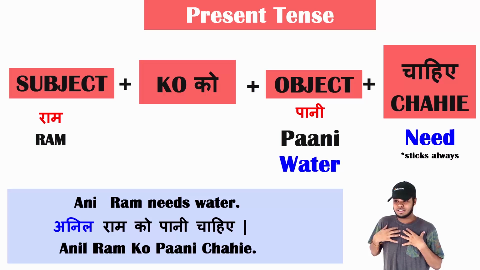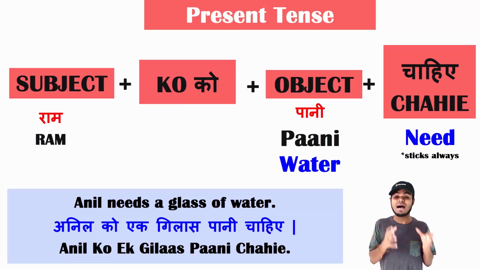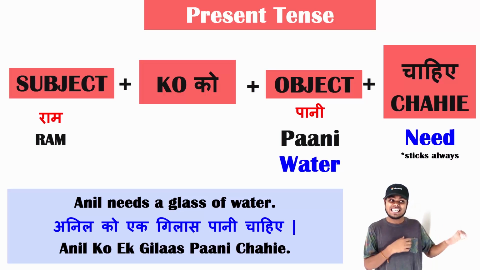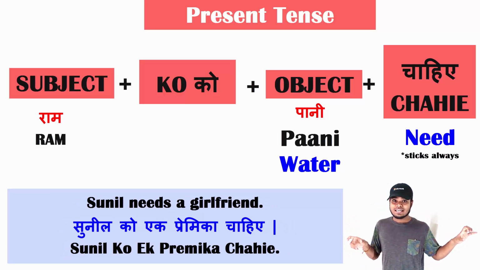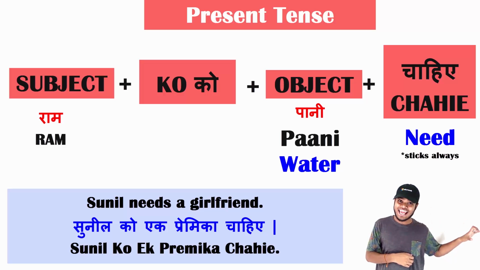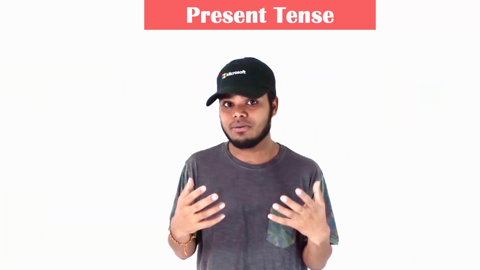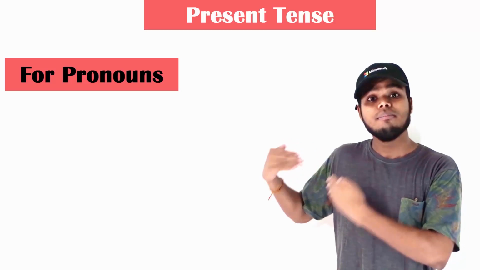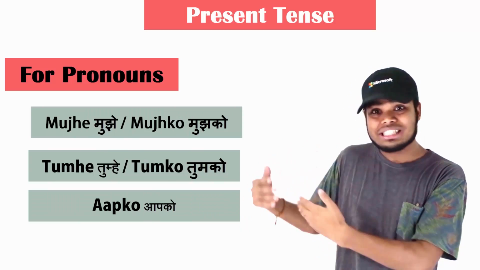For example now, subject. Anil ko, object. Ek glass pani, one glass of water. Ek glass pani chahiye. Sunil ko ek premika chahiye, right? And now this is for the name, if it's a name. But what if it's a pronoun? If it's a pronoun, you have to use mujhe or mujhko, tumhe or tumko, aapko, usse or usko.